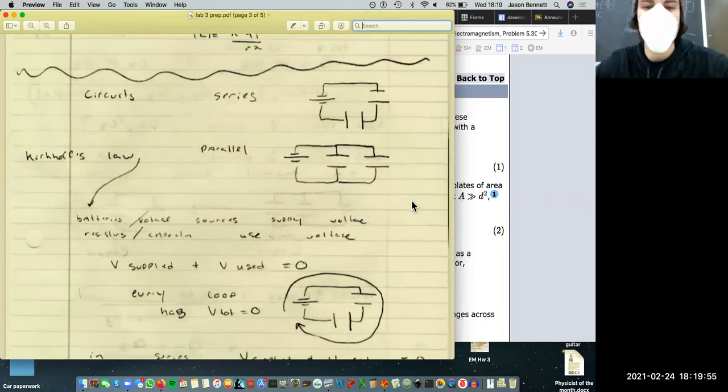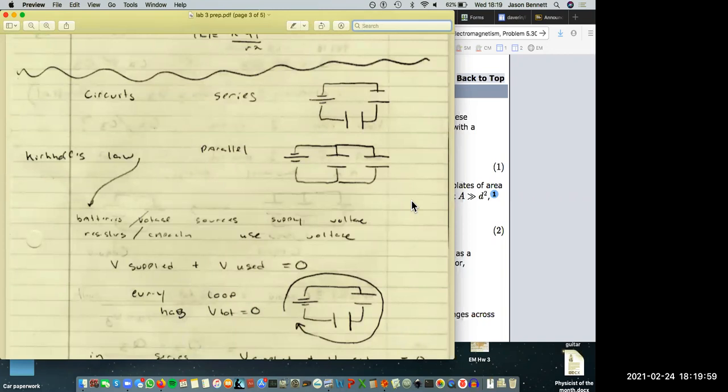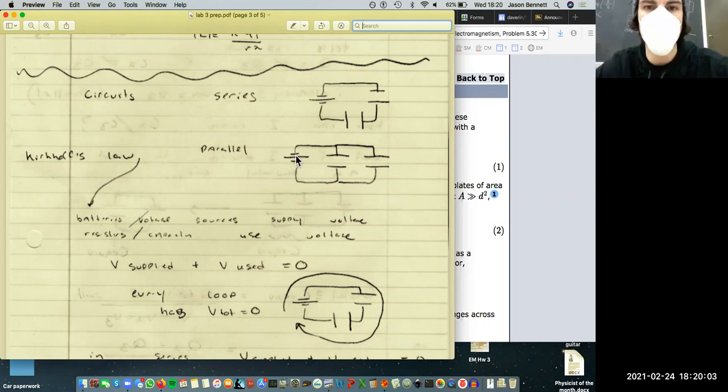The main law of circuit stuff is called Kirchhoff's law. It says that all the voltage supplied by this battery or the voltage supply is exactly used by the elements in the circuit. So by that, I mean, if this is a plus, let's say this is +2, this is -1, and this is -1. So they have to add to 0.